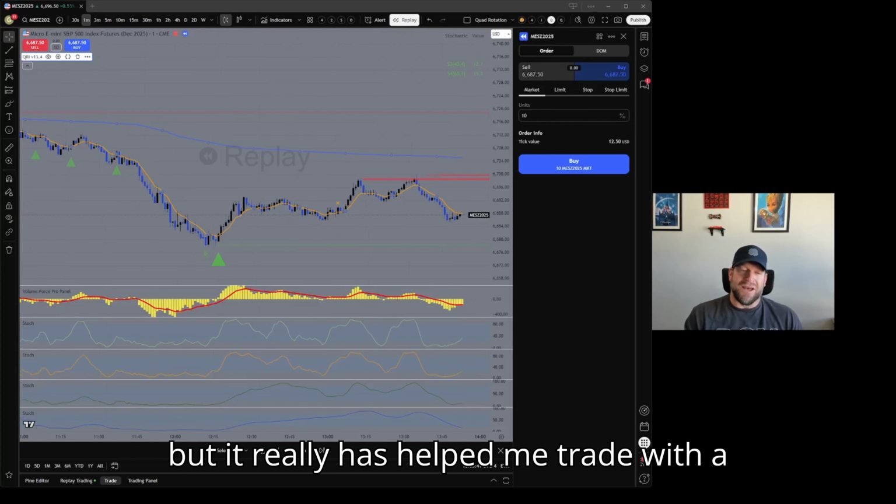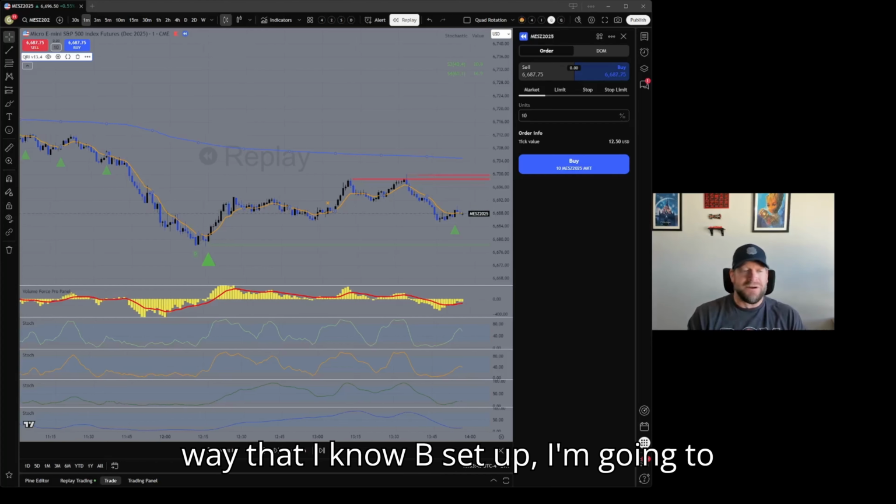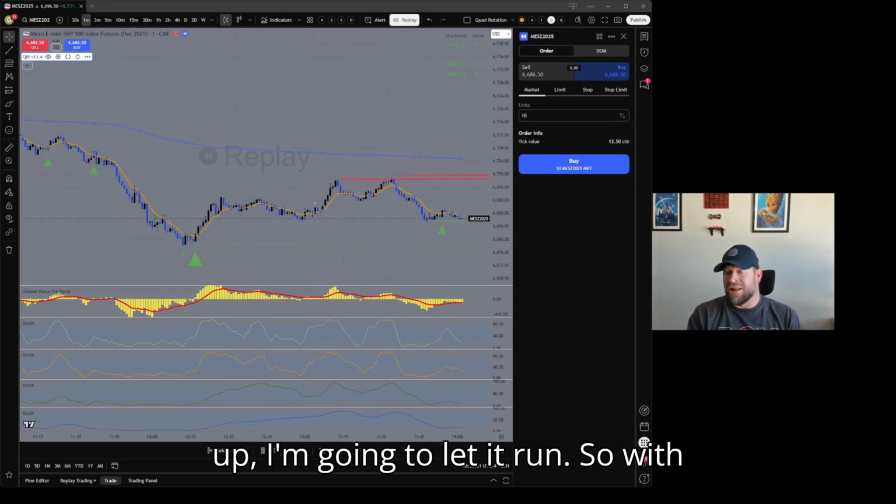But it really has helped me trade with a lot more discipline. It's a systematic way that I know B setup, I'm going to manage my risk a little different. A setup, I'm going to let it run.